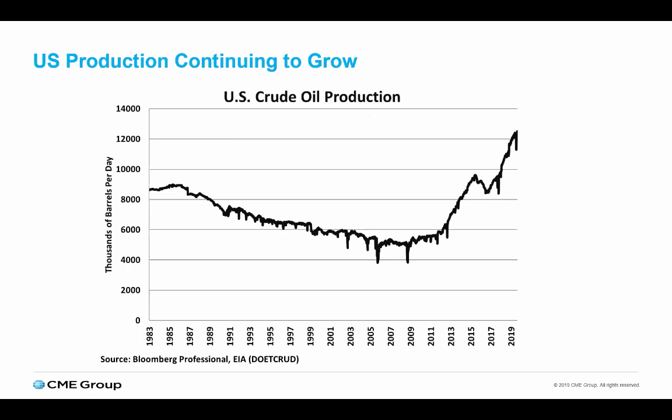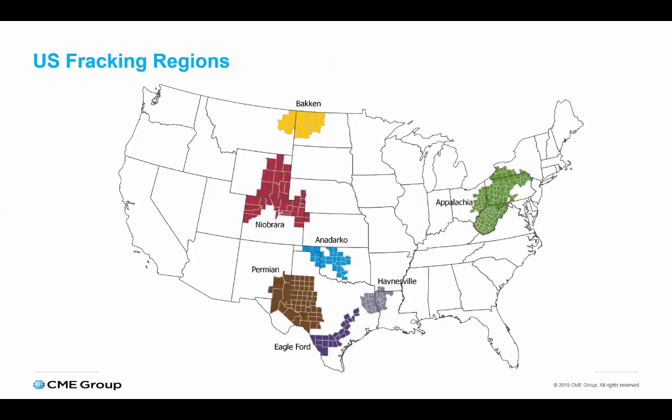Another possibility, people might not be so nervous about what happens in Saudi Arabia because they are no longer the swing supplier of oil. The swing supplier of oil is not Saudi Arabia anymore, but the United States, which has increased its crude production from 5 to over 12 million barrels per day.